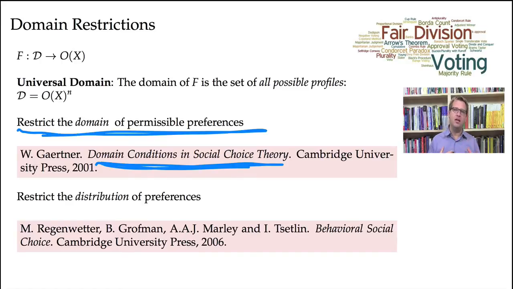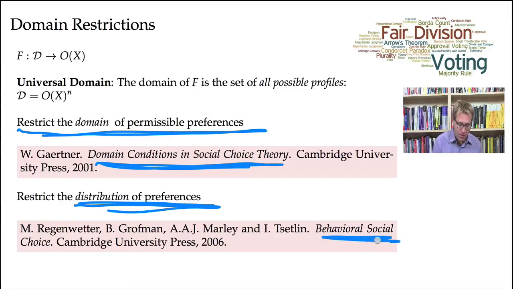But there's another way to think about this problem. A domain restriction amounts to telling the voters that, in some sense, you're not allowed to adopt a certain preference. And this might seem ad hoc or a bit too strong. So another way we could think about this problem is to focus on the distribution of preferences. We can argue, by fixing a particular distribution of preferences, that certain paradoxes and impossibility results won't actually arise. For more information on that, I recommend looking at this book, Behavioral Social Choice by Regenwetter and his colleagues.